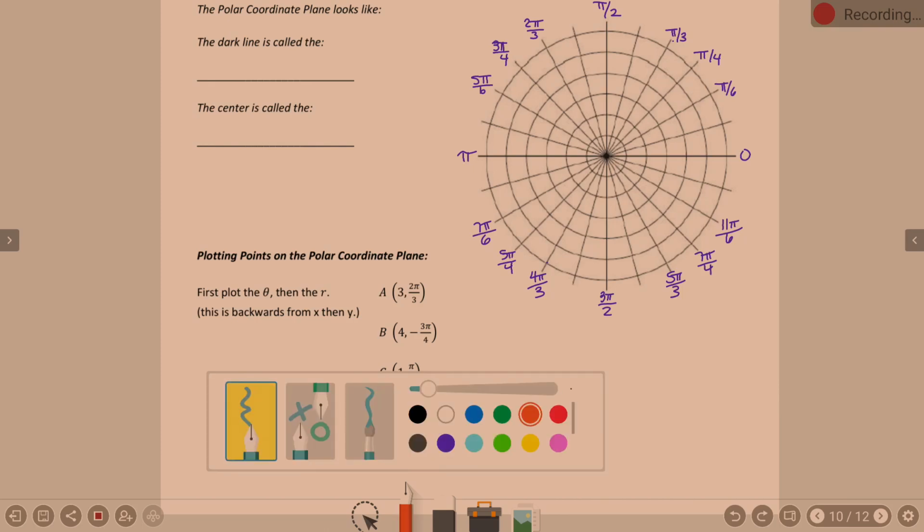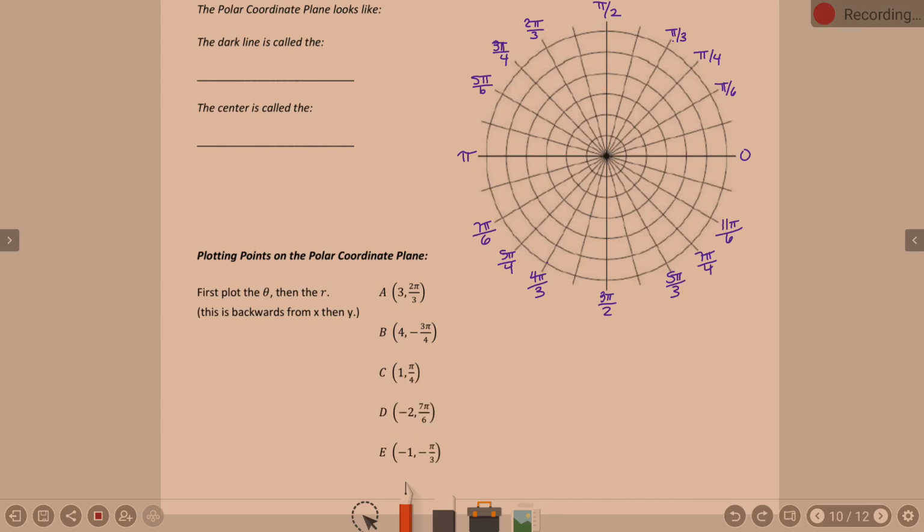In order to plot points, note what it says here. First, plot the theta, then the r. Normally in an ordered pair, you go x, y, right? Here, we're going to go theta, r, even though our ordered pair is in the form r, theta. Okay? So these are r, theta values.